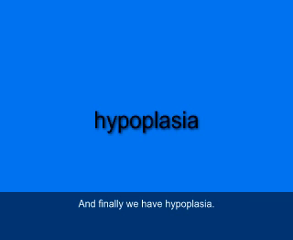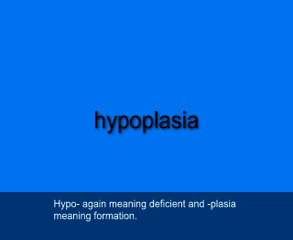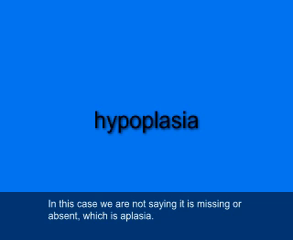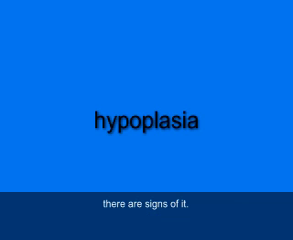And finally we have hypoplasia. Hypoplasia, and that is the incomplete development of an organ or tissue. Hypo again meaning deficient, plasia meaning formation. And in this case, we're not saying that it's missing or absent, which is aplasia. We're saying that it's there, but it didn't completely develop. Parts of it are missing, but the organ or tissue is there. There are signs of it.